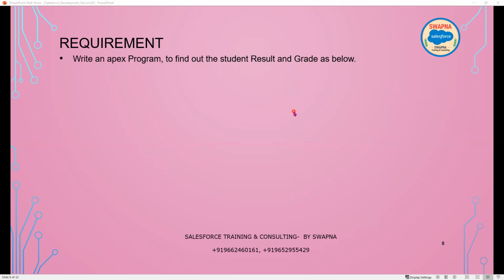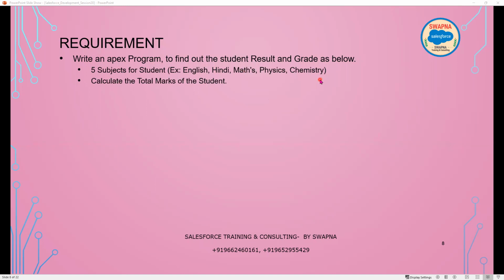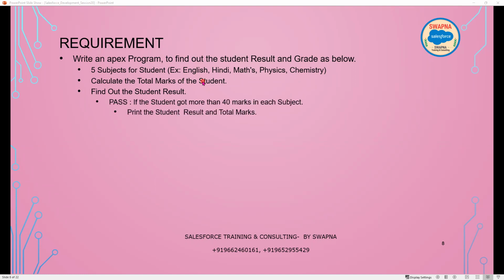Now the requirement is they have 5 subjects: English, Hindi, Maths, Physics, Chemistry. Then we need to calculate the total marks of each student, and then find out the student's result, whether it is a pass or fail.